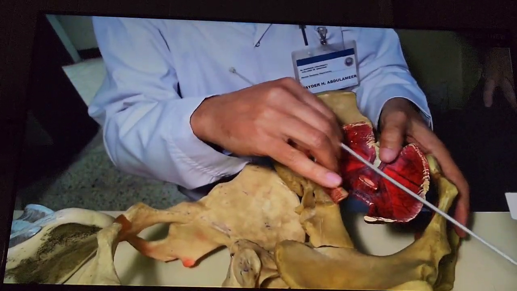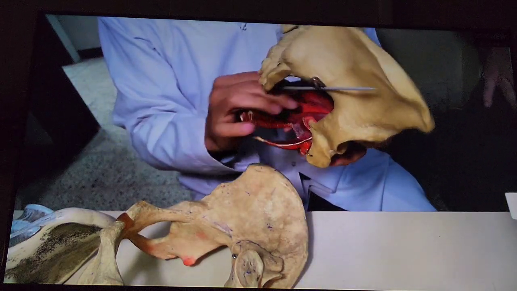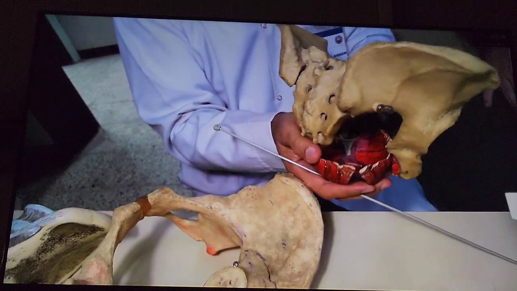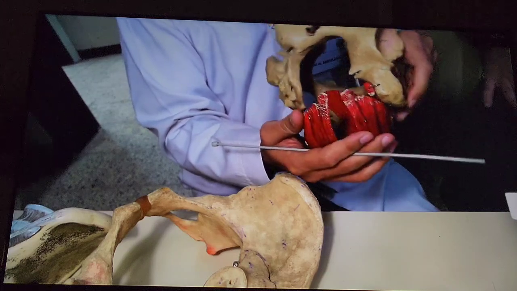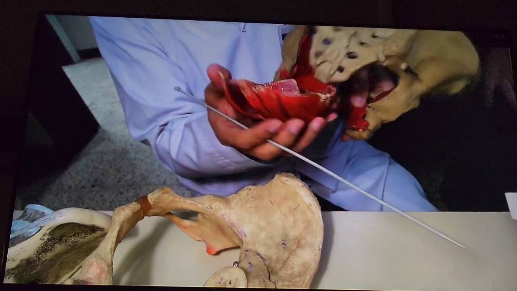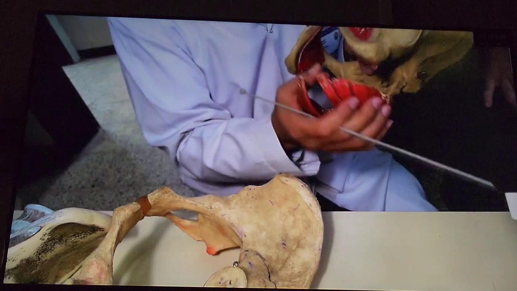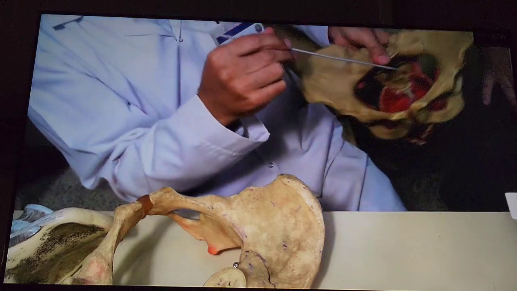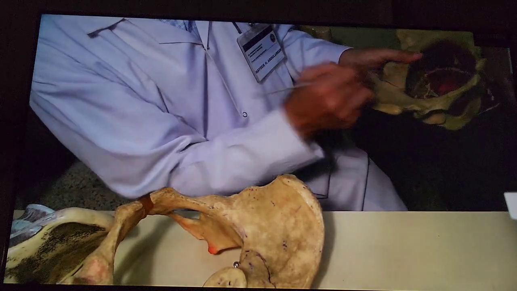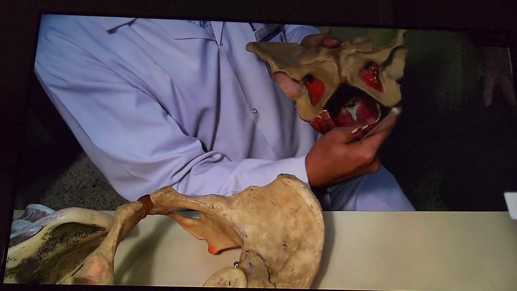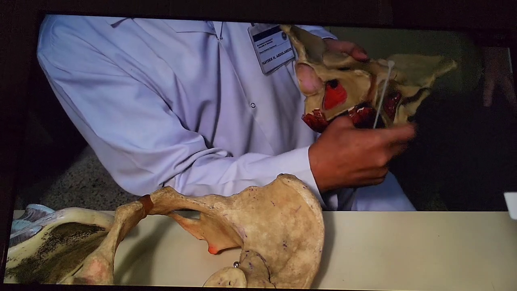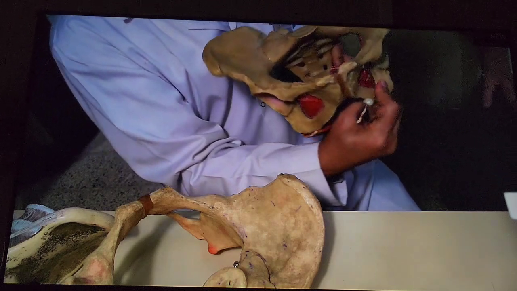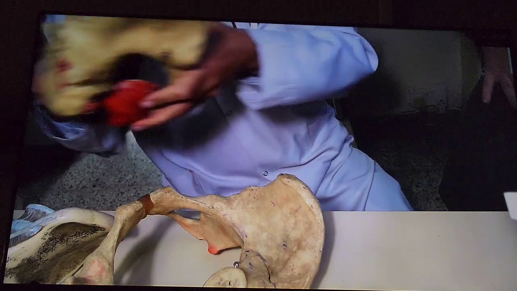Also, we can see the levator ani takes its origin from this tendinous arch, which is regarded as the beginning of the fascia of the obturator internus muscle. This is called a white line or tendinous arch, which is here. You can see this is the tendinous arch, and this gives origin to the levator ani muscle.